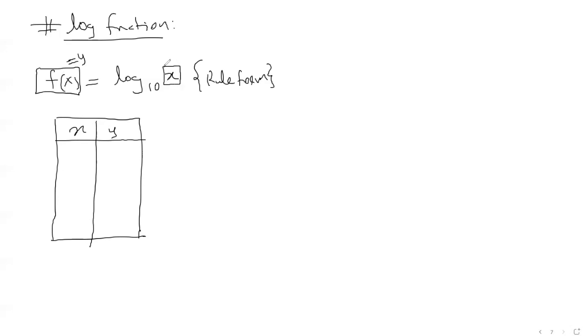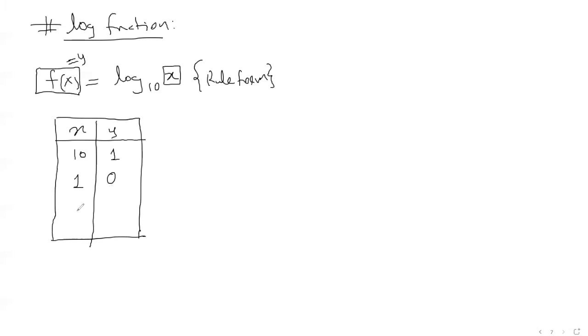If I plug in the x value as 10, so let's say x is 10, then log 10 to the base 10 is 1. Then if I put x equal to 1, then log 1, do you remember, is always 0.